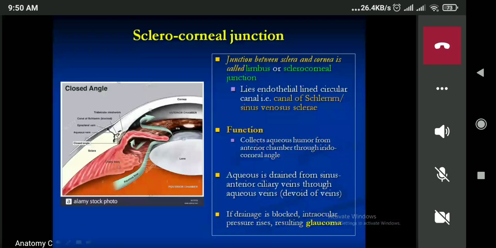Now I'll just stress the drainage of the aqueous humor. From the anterior chamber, it will pass through the iridocorneal junction. It will enter into the canal of Schlemm. Then from the canal of Schlemm, through the aqueous vein, it will enter into the anterior ciliary vein. Now, whenever there is a problem in the drainage system, or whenever the drainage is blocked, what will happen? The intraocular pressure will rise because there is a large amount of aqueous humor, which will increase the pressure. That is known as glaucoma. So this is all about the sclerocorneal junction. Is it clear?